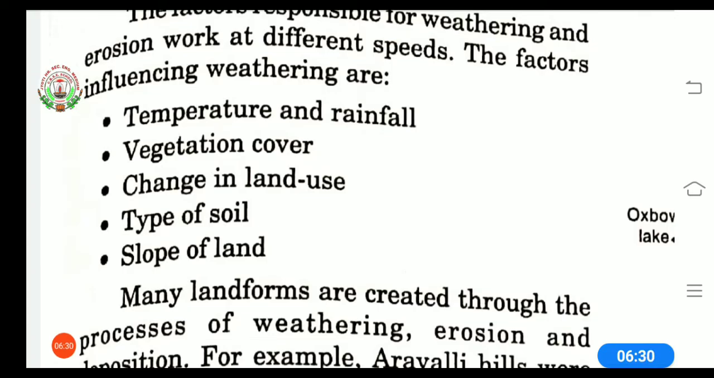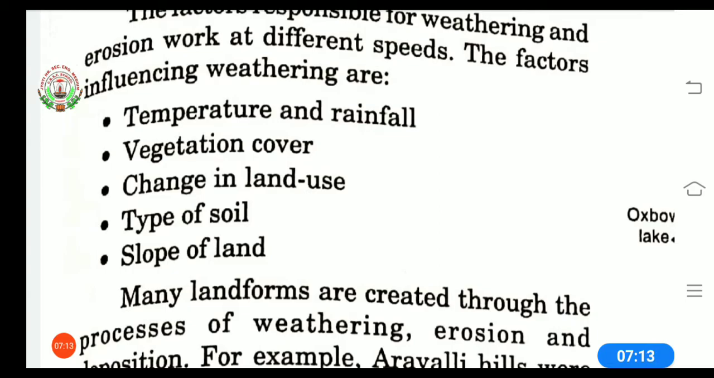If heavy rainfall is there, then soil will be easily eroded. If there is less rainfall, then erosion of soil is less. Then vegetation cover. Vegetation here means the plants and trees on a particular land. If that land is highly covered with vegetation, then erosion will be less. And if the land does not have plants, trees or grass, then the soil can be easily eroded.